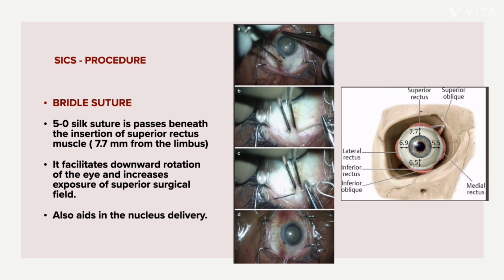If you look at the diagram on the right, you can see the relationship between the limbus and the various muscle insertions. And now, why do we do this? Because it facilitates the downward rotation of the globe, providing a much better view and more working space in the superior surgical field. Also, it helps stabilize the eye during the initial incisions, and later in the surgery, it provides the necessary counter traction to aid in the smooth delivery of the nucleus.